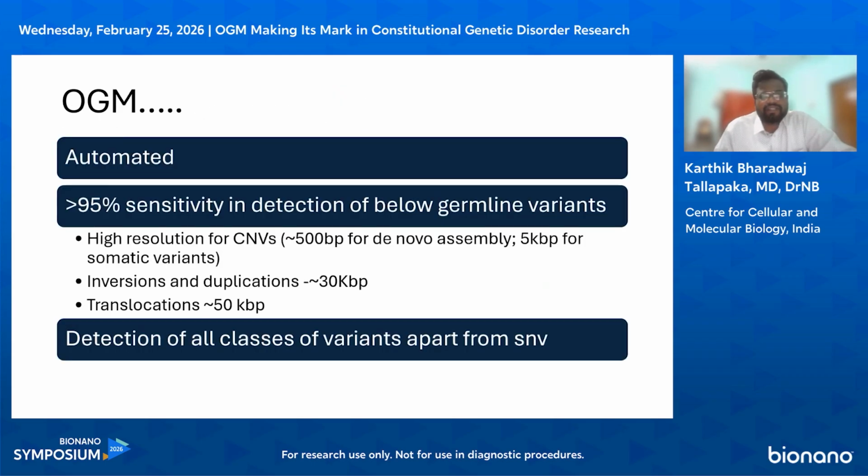Optical genome mapping, on the other hand, has several advantages. One being automated and has a very high sensitivity in detecting CNVs greater than 500 base pairs for de novo assembly, and various structural variations like inversions, duplications, and translocations. And therefore, it is able to detect all classes of variants apart from SNVs.